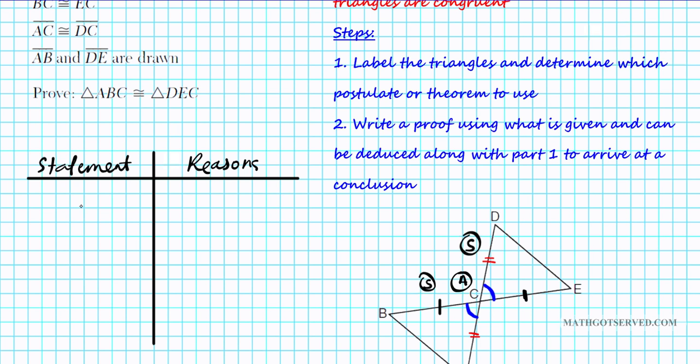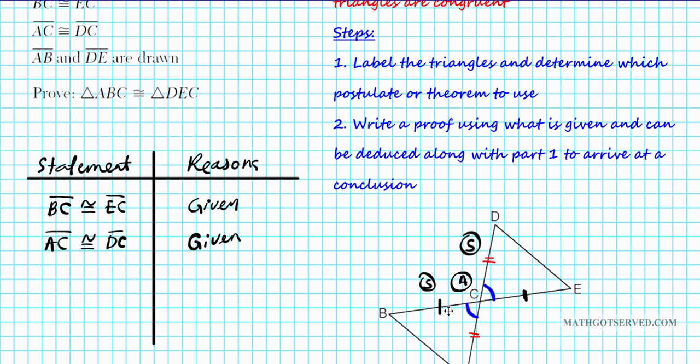Statement number one, BC is congruent to EC. How do we know that? That information was given. And then next we have segment AC is congruent to segment DC. How do we know that? That information is given also. So we have our S's in SAS.